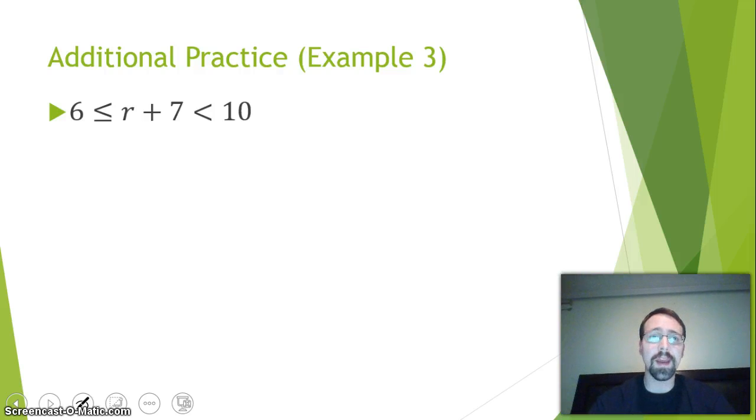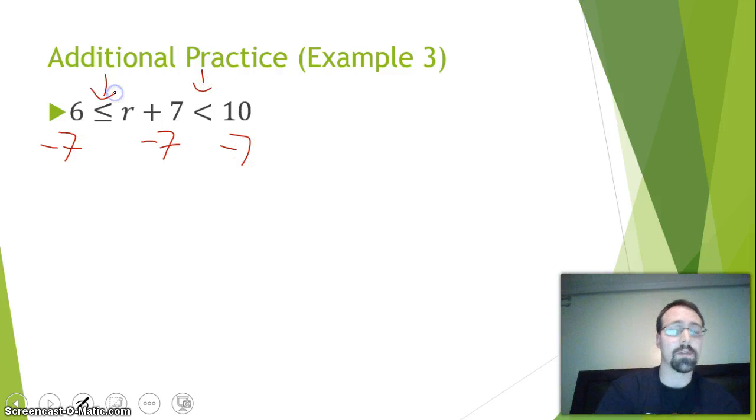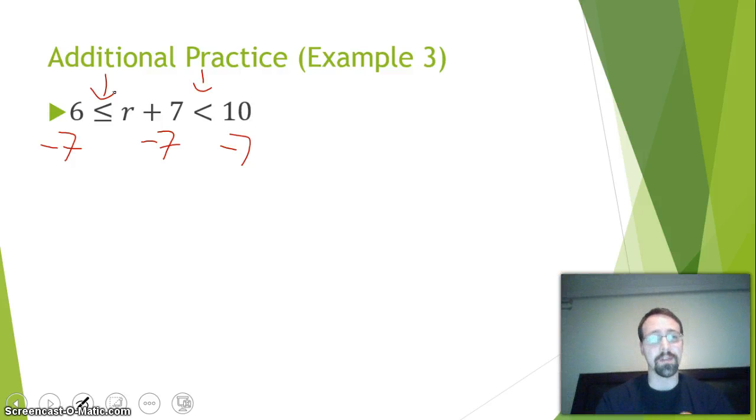With this one, we want to get the variable by itself in the middle. So it's got things on the outside. We want it in the middle by itself. So here's what we got. We've got 6 is less than or equal to r plus 7, which is less than 10. So to get r by itself, right now we're adding 7. So the way we're going to get rid of this, we're going to subtract 7. And if we subtract 7 from the middle, then we have to subtract 7 from this side of the sign and this side of the sign. Remember, my inequalities are like equal signs. So we're doing it on every single side.